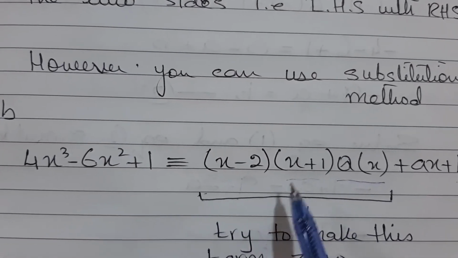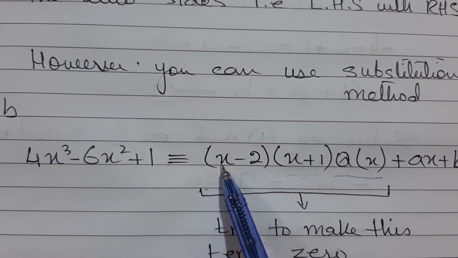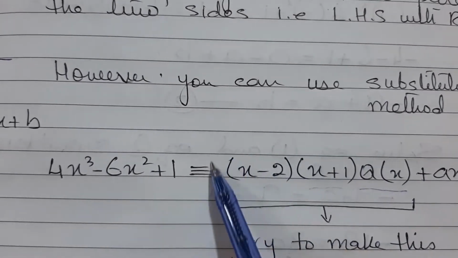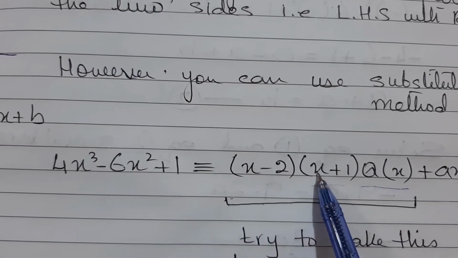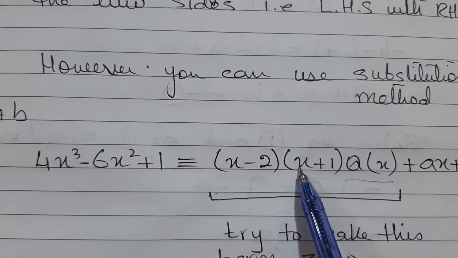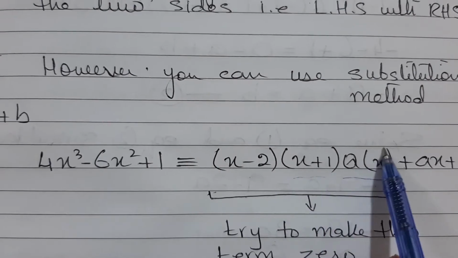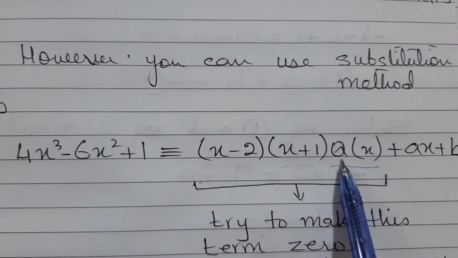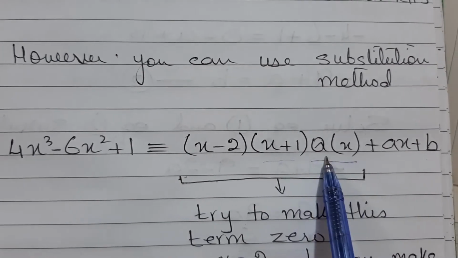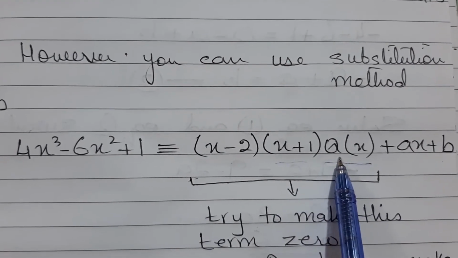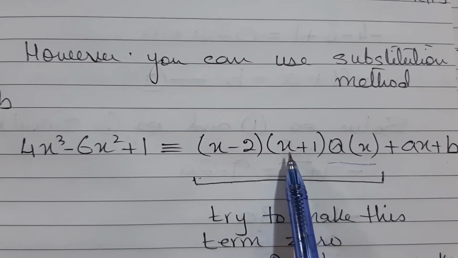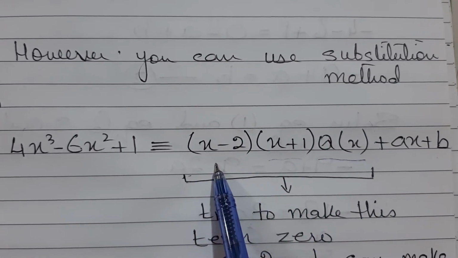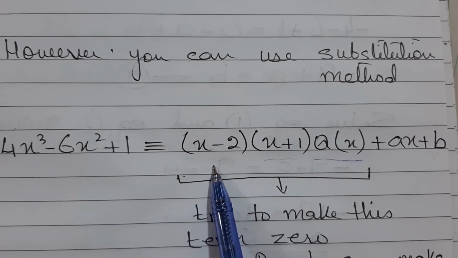multiplying. So if I take one substitution as x equals 2, this whole will become 0. And if I take x equals minus 1, then minus 1 plus 1 will be 0, and this whole will become 0. So when the question is of this type, with one unknown function, you always take the substitution of x which can make this term disappear. Does this make sense to you?